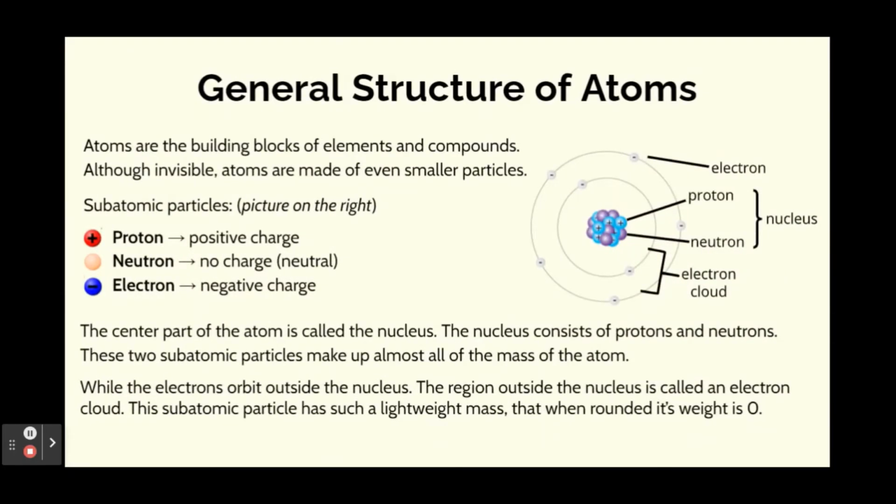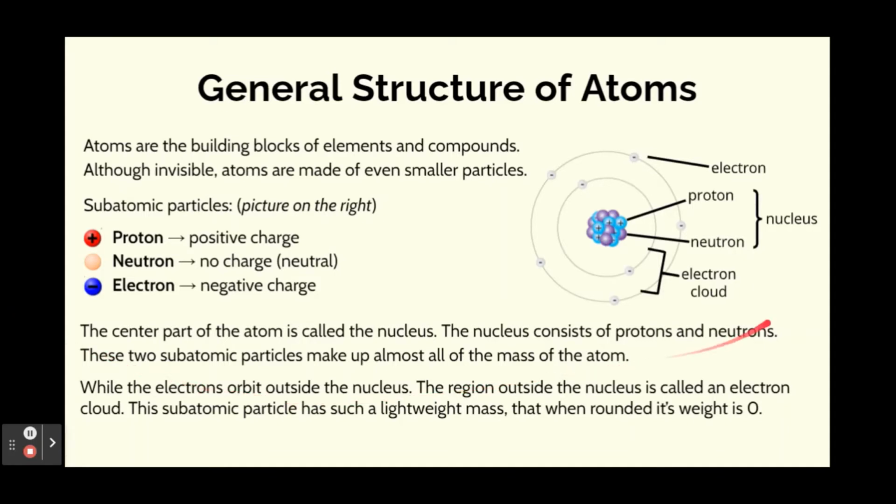All right, next we have the general structure of atoms. So atoms are the building blocks of elements and compounds. And although they're invisible, atoms are made up of even smaller particles. The subatomic particles is what we call them, and there's a picture on the right. A proton is one of them, and that is a subatomic particle with a positive charge. We have a neutron, which is a subatomic particle with no charge. So this is neutral, no charge. And then we have an electron, which has a negative charge.